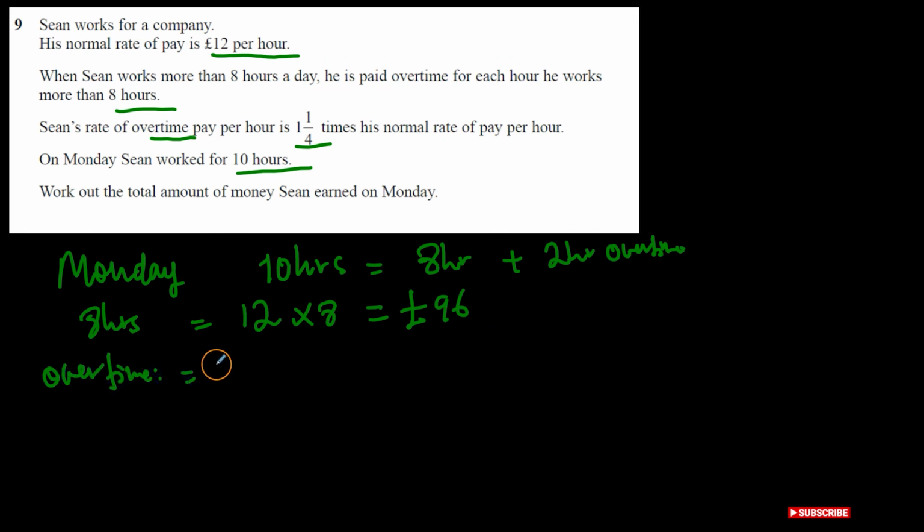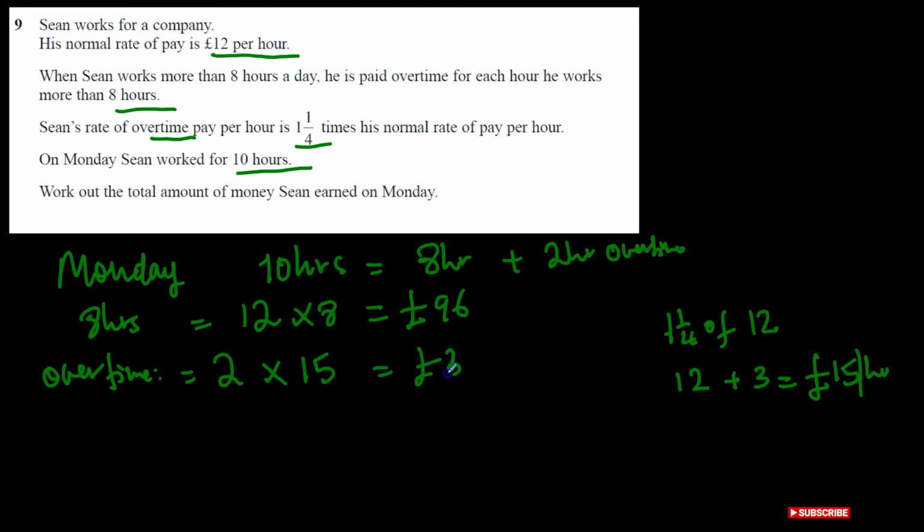And then for the 2 hours, now the overtime, that's going to be equal to 2 hours times, now he earns 1 1/4 times £12 per hour. So let's just do that one on the side. 1 1/4 of £12. Well, 1 of 12, that's going to be £12, and 1/4, so that's going to be 12 plus 1/4 of 12. So 1/4 of 12 is 3. So 12 plus 3, which is going to be equal to £15 per hour. Okay, so that's going to be 2 times 15, which is equal to £30.